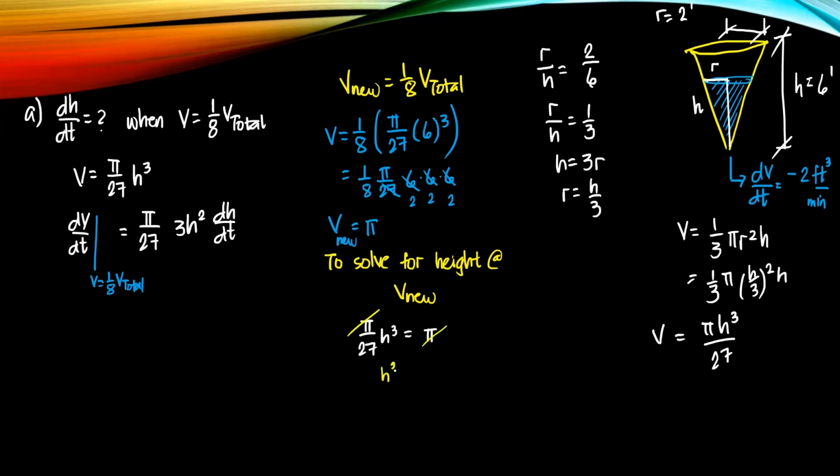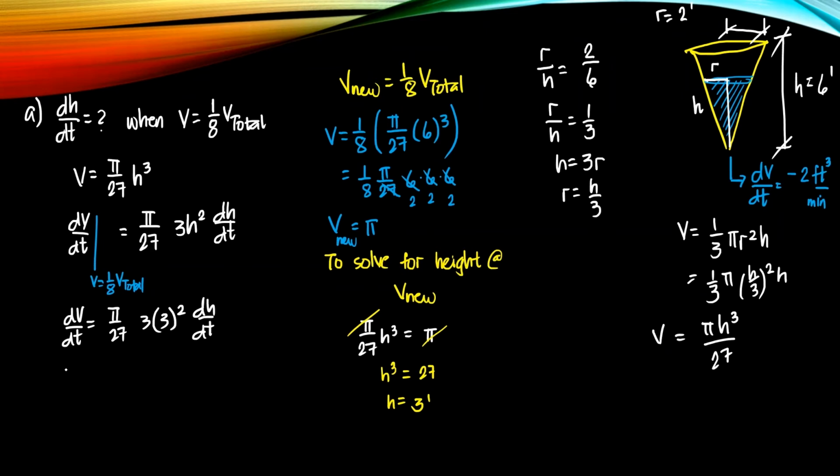So h cubed is equal to 27. H is equal to 3. So the height is 3 feet at that volume. So that means we already have the h. So dV over dt is equal to pi over 27, 3 times 3 squared dh over dt.